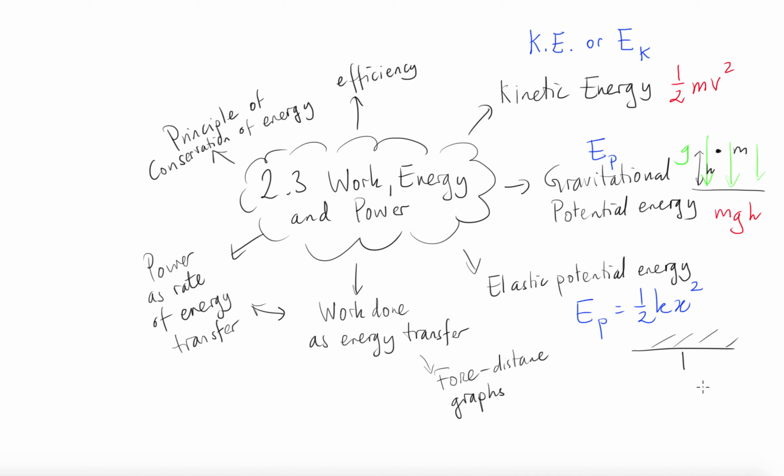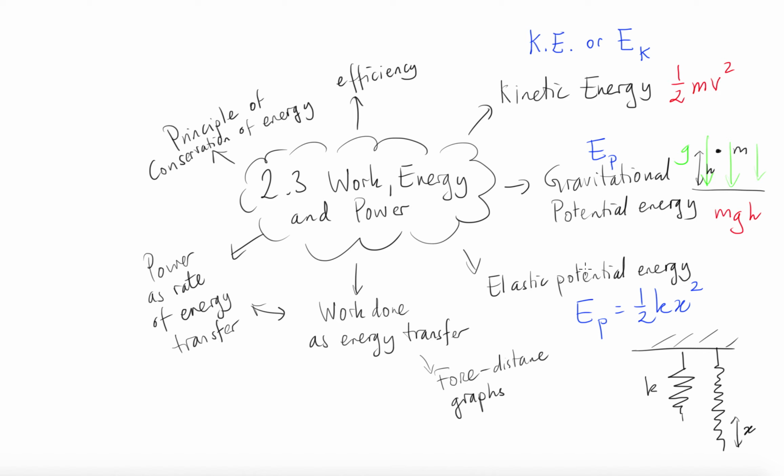Because when we have a spring, which is basically a coil of metal, when it's at rest, it has an equilibrium length. Springs are defined by their spring constant k, whereas if I extend it x meters, then the spring will contain some elastic potential energy, and that's what EP is.